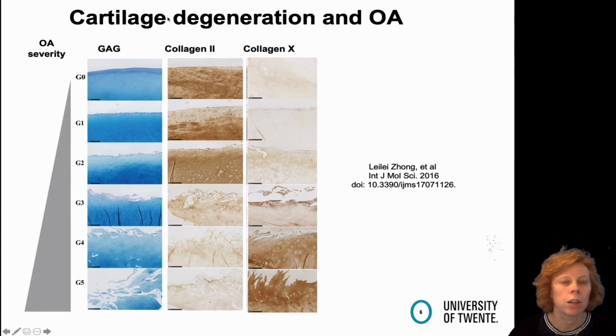So these are small pieces of cartilage sliced, and histological stainings for glycosaminoglycans are performed, and immunohistochemistry for collagen II and collagen X. And what you see is that this is grade 0, or healthy cartilage, and you see a smooth lining and a nice even staining of the glycosaminoglycans. And you see as osteoarthritis progresses, you see a quite rapid loss of structure and staining, and an increase in collagen X.